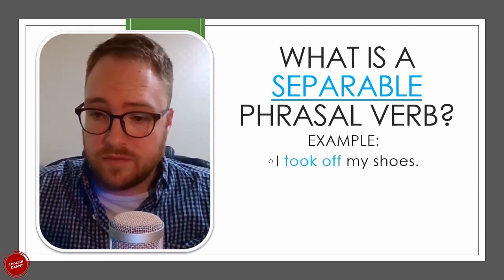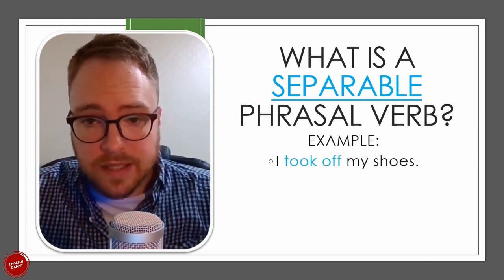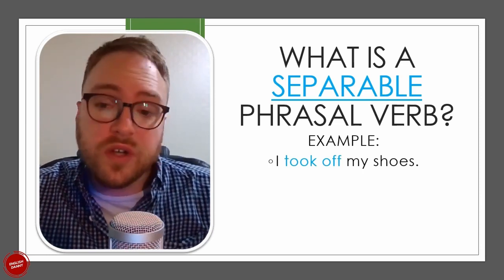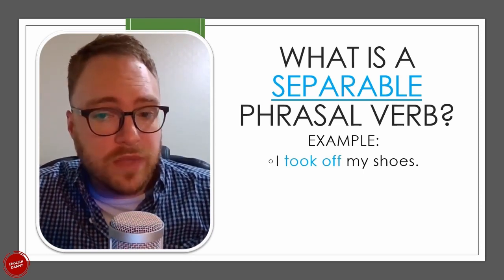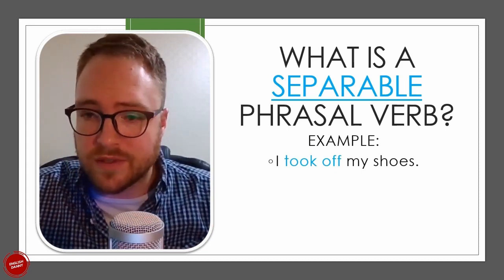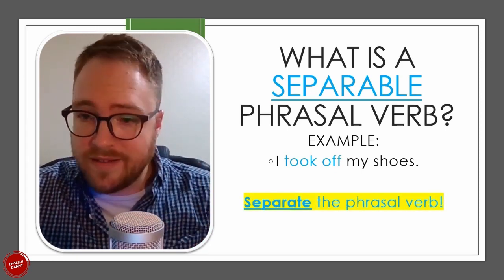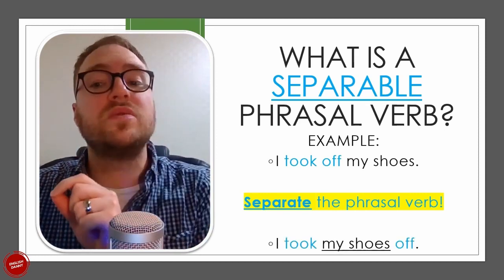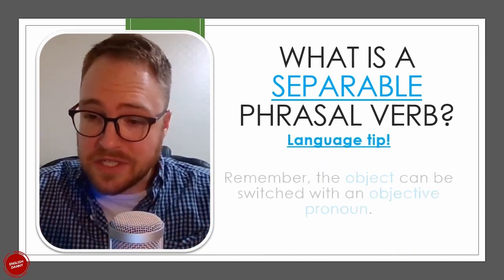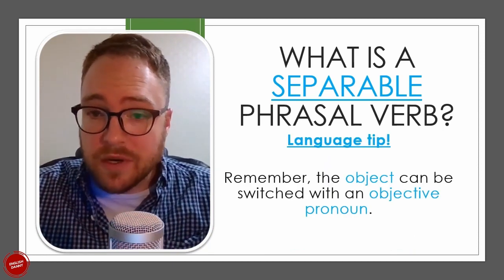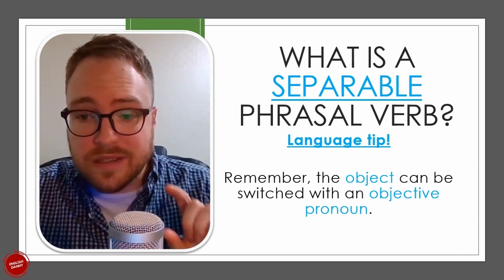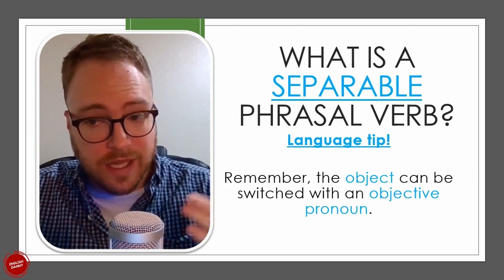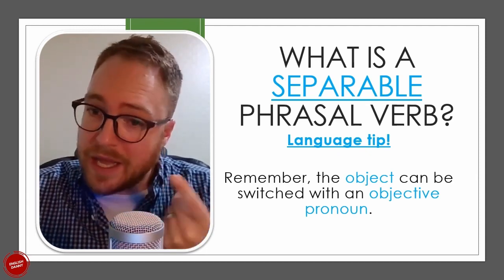So, for example, here we have a sentence that uses a phrasal verb, and it just says, I took off my shoes. Took off is the phrasal verb. Okay, separate the phrasal verb. I took my shoes off. And a language tip, you can remember that the object can be switched with an objective pronoun. Okay? Do you remember what a pronoun is?